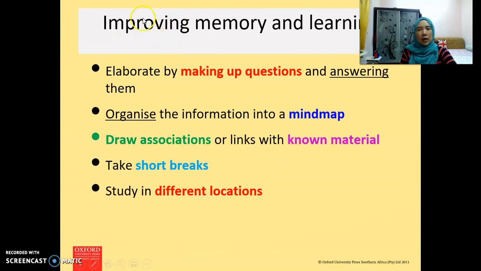Also, you can improve memory and learning by making up questions and answering them. So when you read the textbook, or when you read new information, if you come up with questions and then answer them, then you could understand faster. For example, if you read the textbook or new information and you didn't understand, try to come up with questions and try to find the answers to these questions.